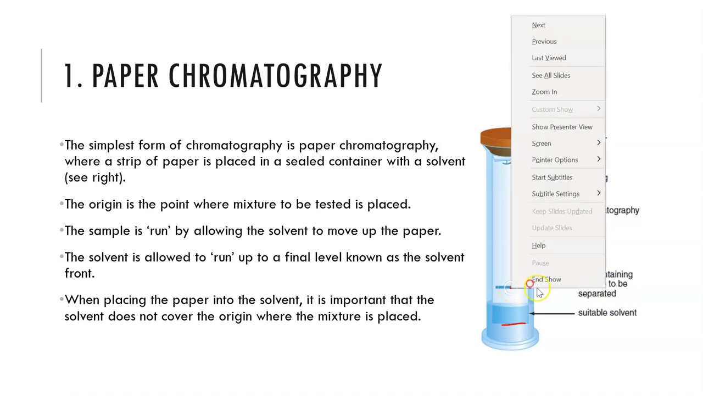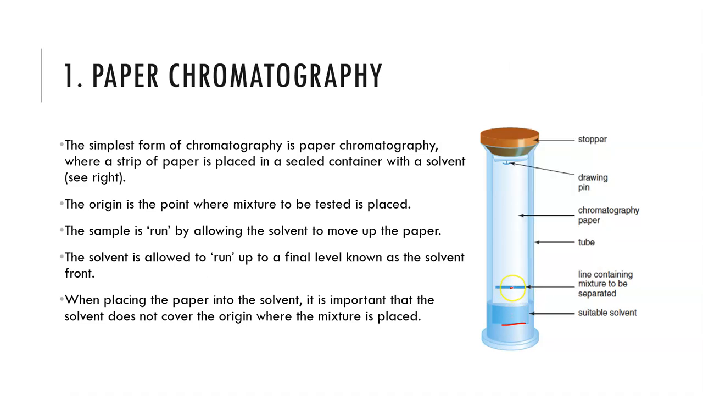We mark this with a graphite line so it won't interact with the solvent, and then the sample is run by allowing the solvent to move up the paper using capillary action. When we place the paper into the solvent, it's important that the solvent does not cover the origin where the mixture is placed, or the sample will just be washed into the solvent and we will not get it moving through the paper.